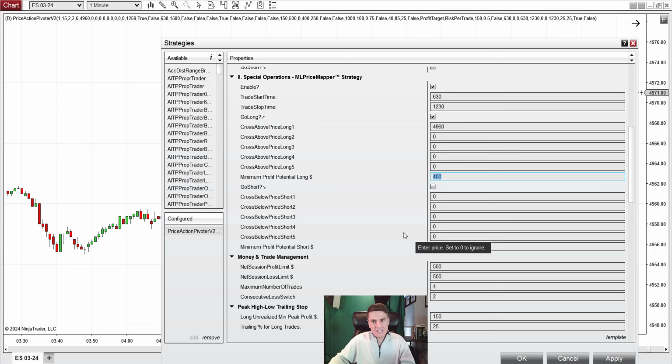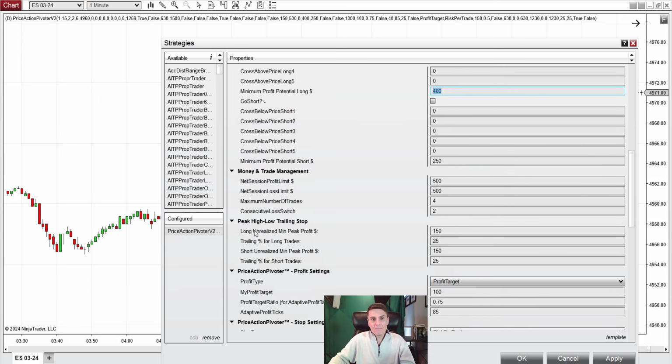Remember the half rule that I said? Okay. I'm putting my long unrealized minimum peak profit number at 150. It is less than half that number, just to be on the safe side. Less than half of that 400. At 150. It doesn't mean it's going to exit at 150. Not at all. It just means it's going to start trailing the price from the unrealized peak high, starting from $150 worth of unrealized profit.